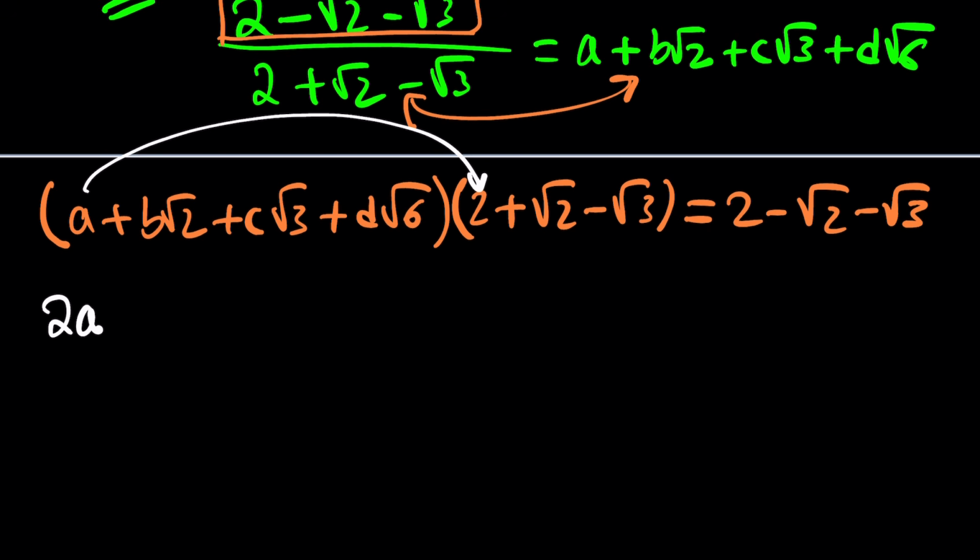So now 2a, and then you're going to do a root 2. And write the radicals last, because a is an integer. Oh, by the way, I forgot to tell you. Sorry about that. A, B, C, D are integers, okay? They could also be rational numbers. There is a chance, but I doubt it.